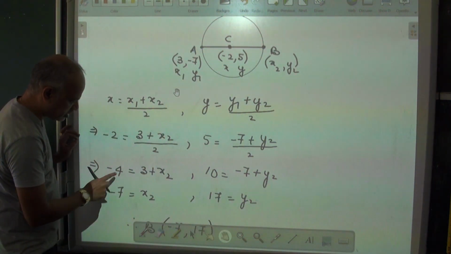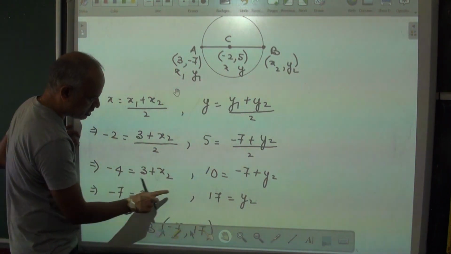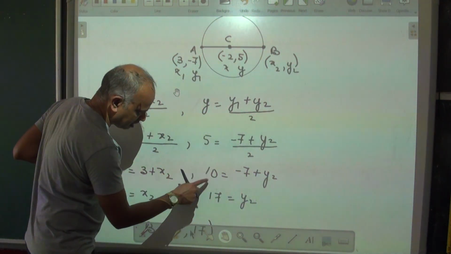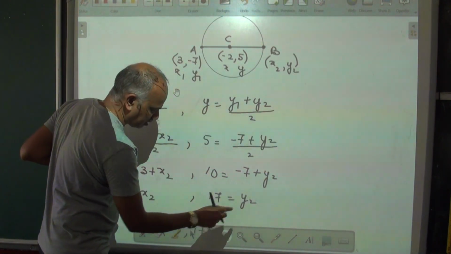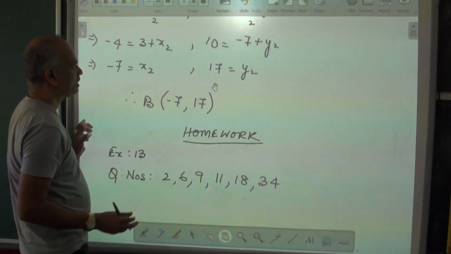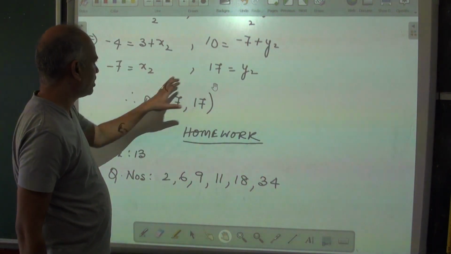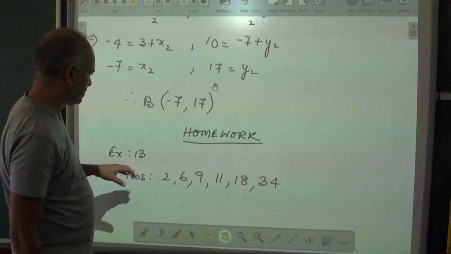Bring the 3 this side. Minus 4 minus 3 gives you minus 7, that's x2. 10 plus 7, that's 17, is y2. Therefore, the coordinates of B are minus 7 and 17.